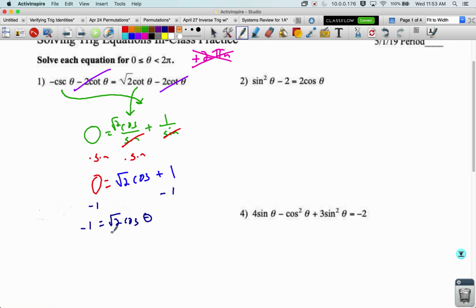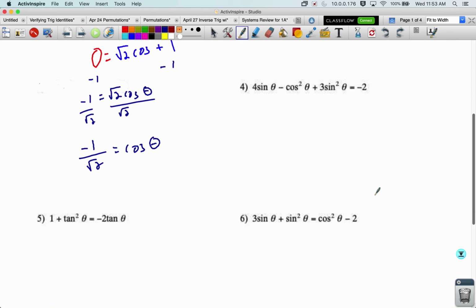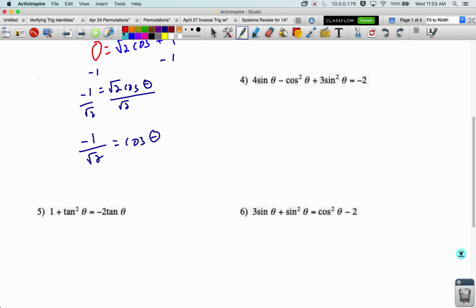Maybe I'll start writing the theta again. Divide by the square root of 2. Negative 1 over root 2 equals cosine of theta. We don't need to rationalize the denominator here. We can just go straight to our unit circle and draw in our two triangles that have a negative adjacent, because cosine is adjacent over hypotenuse. That's what cosine stands for. So the adjacent is negative 1, the hypotenuse is square root of 2.